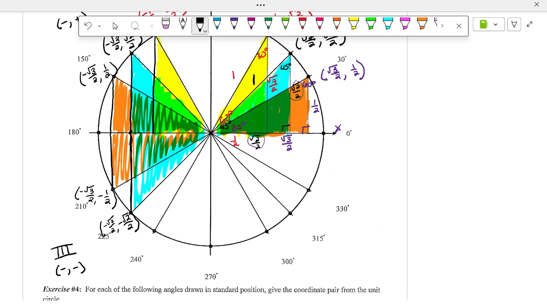All right, what about the last one for quadrant 3? 60. So that would be the yellow triangle. So what's the points? Good. So negative 1/2, negative square root 3 over 2.